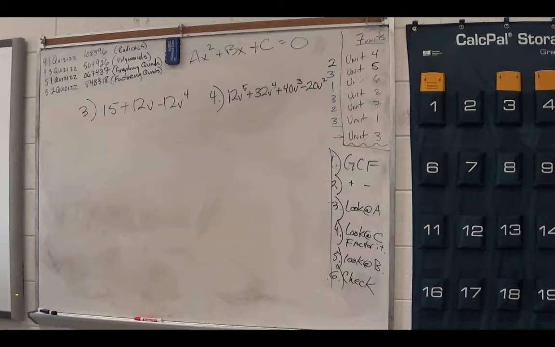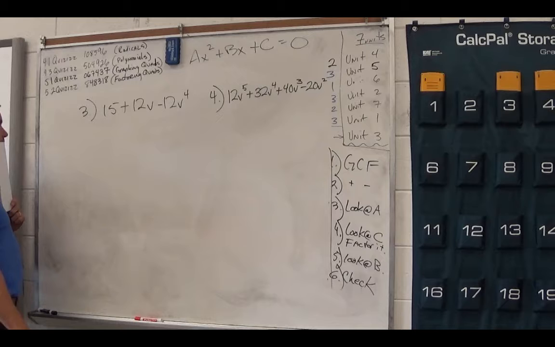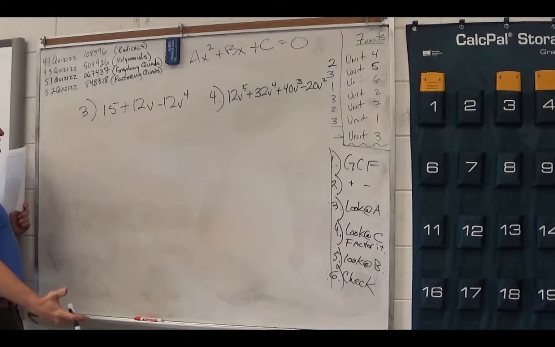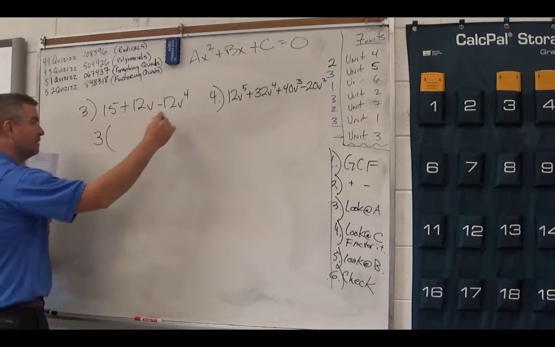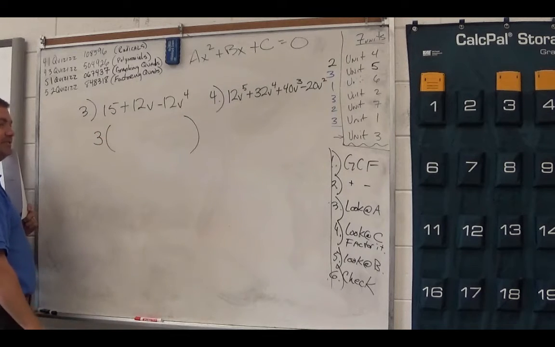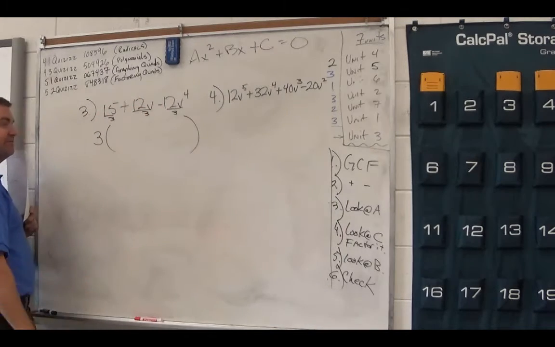All right, so here we go. I know you may still be working. Bradley, tell me what my GCF is on number 3. 3. How about V? 15 doesn't have a V, so it won't really count. Outstanding. All right, tell me what's left inside the parentheses when I divide all 3 of these by 3.